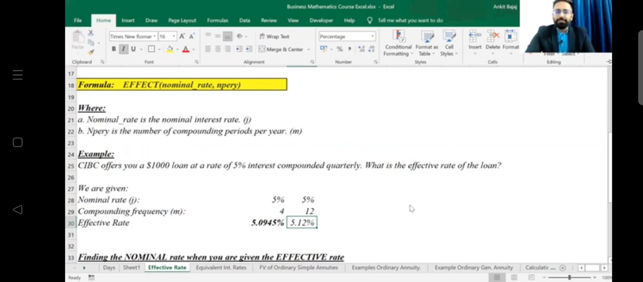In the next lecture, we will be discussing how you can calculate the nominal rate with the help of the effective rate, if the effective rate is given.